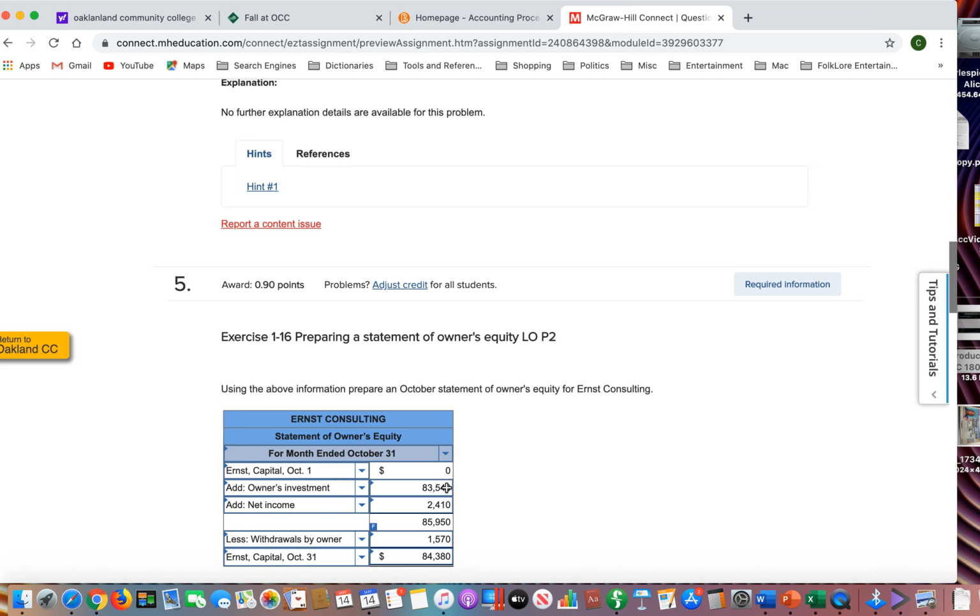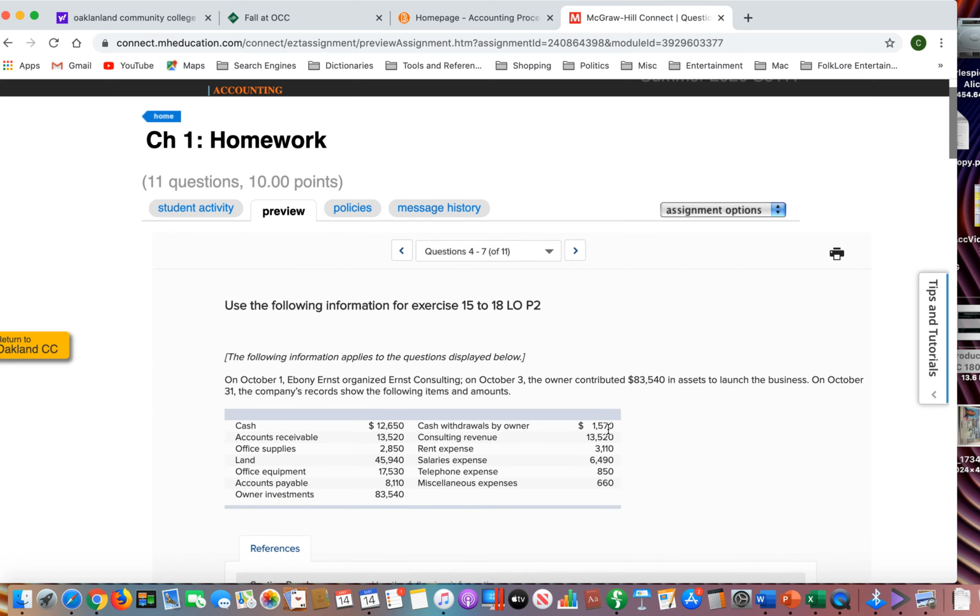We start out with this investment. That's the net income we just calculated. And then the withdrawal of $1,570. Where'd that come from? Go back to the top. You see it right here. Okay.